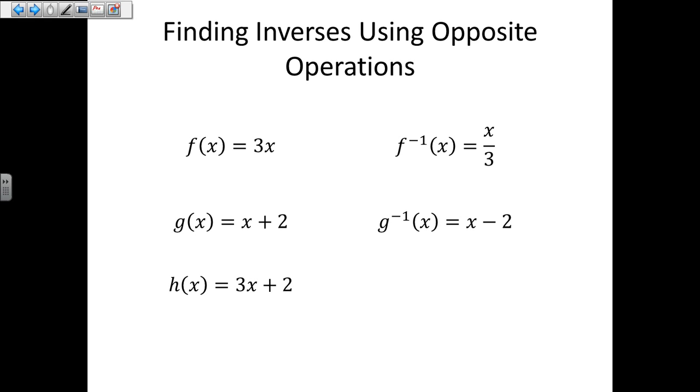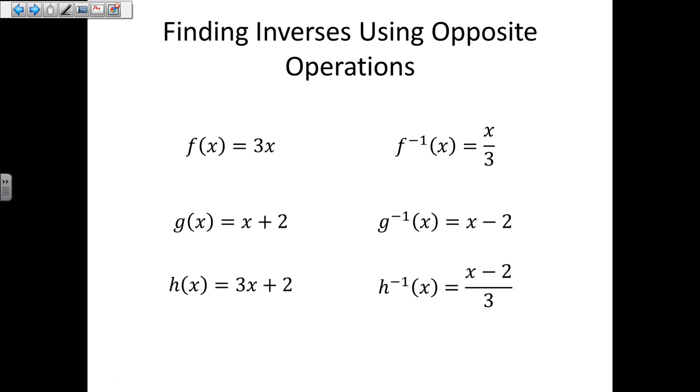Now h of x is going to be a little bit harder here because not only do we have to think about the opposite operation, we're going to divide, we're going to subtract, but which one should we do first and which one should we do second? It should be in the exact opposite order. So in h of x, when we plug in a number, we multiply by 3 first, then we add 2. We need to do that in the opposite order when we find the inverse. So the inverse of h is equal to x minus 2 all divided by 3. So we want to do the subtraction first and then the division.